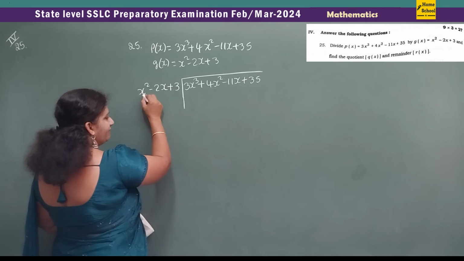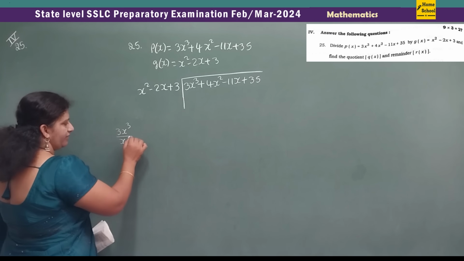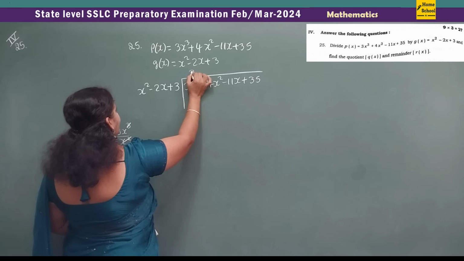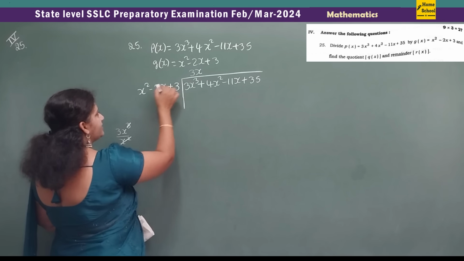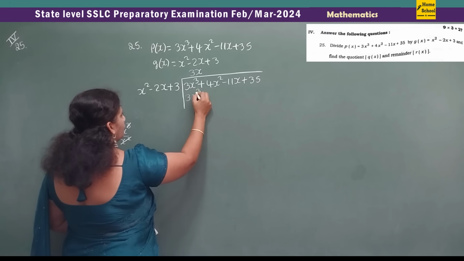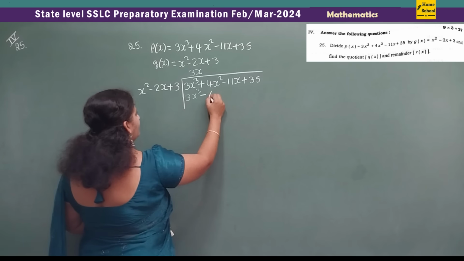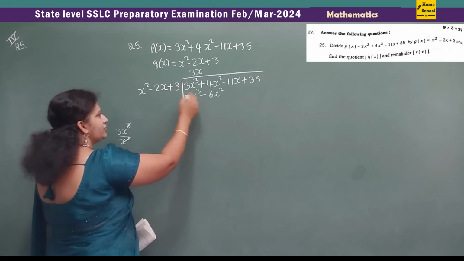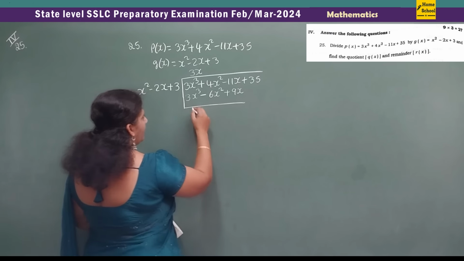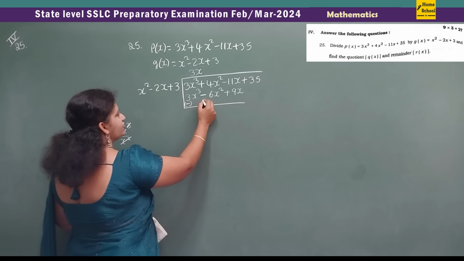Dividend first term by divisor first term. Divide separately here. 3x cubed by x squared. X square cancels. You are left with 3x. Write the 3x here. 3x multiply this. 3x into x square will be 3x cube. Minus into plus. Minus 3x into 2x will be 6x square. Plus into plus. Plus 3 into 3x will be 9x. And now both are having same sign and same value. So subtract the two equations and change sign.